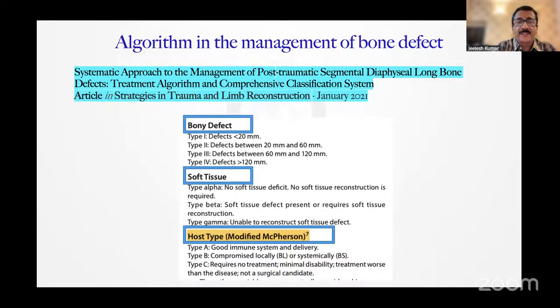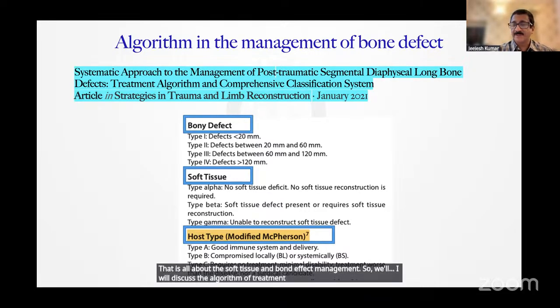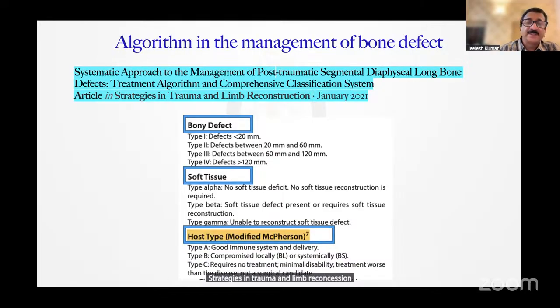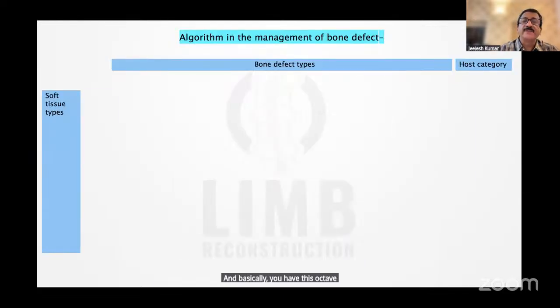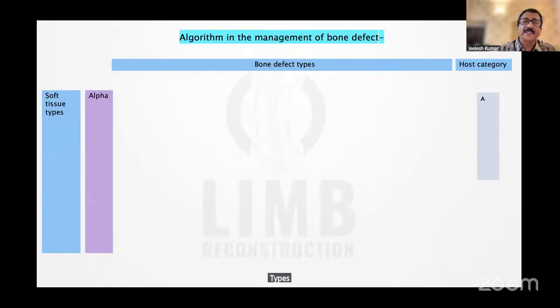That is all about the soft tissue and bone defect management. So I will discuss an algorithm of treatment for this bone defect and soft tissue defect. And this was published in January 2021 in Strategies in Trauma and Limb Reconstruction, based on the same classification which we discussed earlier. And basically, you have the soft tissue type on one side and bone defect types and host category.